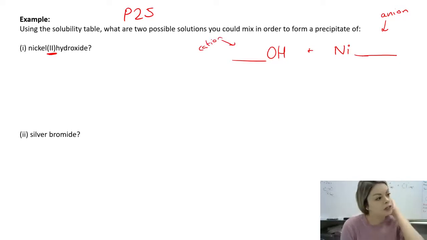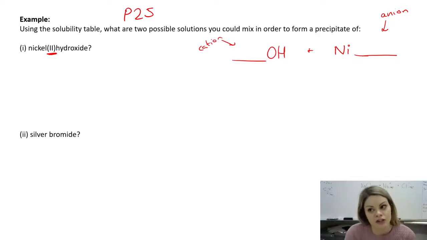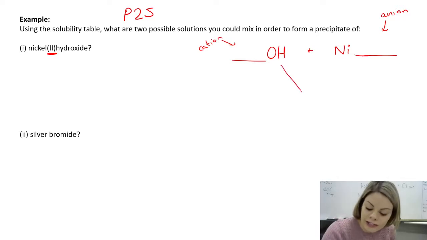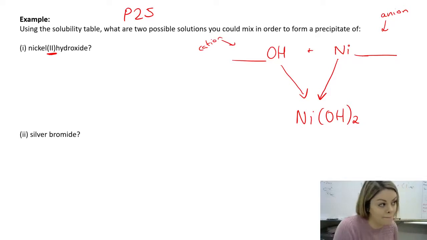All right? What's going to happen when we mix these two things together, we're going to have the 4 ions floating around in solution, but because nickel hydroxide itself is insoluble, the nickel ions are going to find the hydroxide ions and they're going to bond, and that's going to form a nickel hydroxide precipitate. Does that make sense? So they're going to separate from their anions and cations in the water. They're going to dissolve, and then they're going to come together to form a nickel hydroxide precipitate.